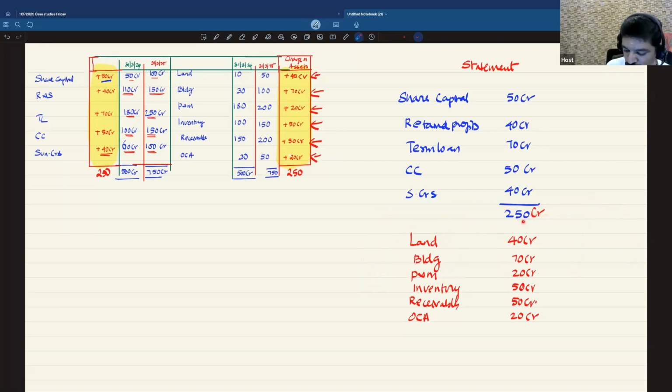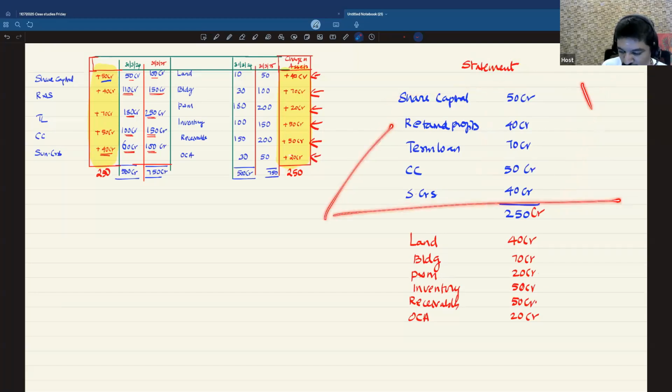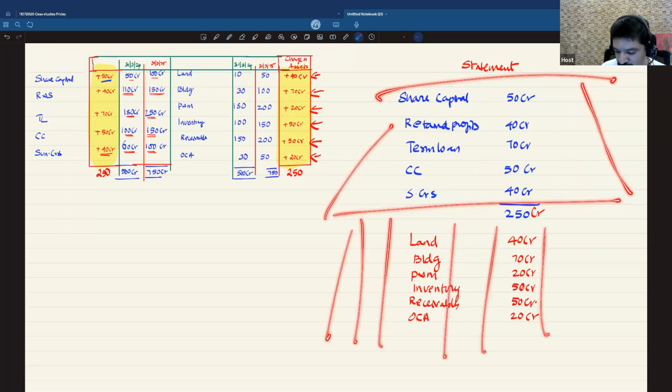So this 250 crore has actually flowed for land, for building, for plant and machinery, for inventory, for receivables, for other current asset. Are you getting the picture of it? Money came into the company, like a water catchment area, as we call it. The catchment water level is like 250 crore and that had flowed for various purposes.